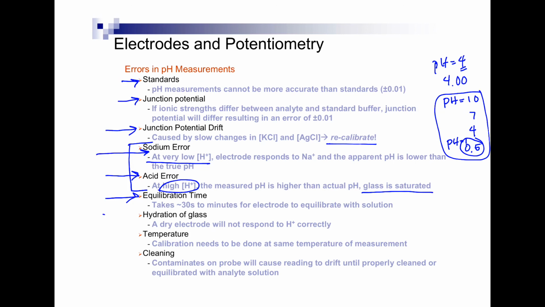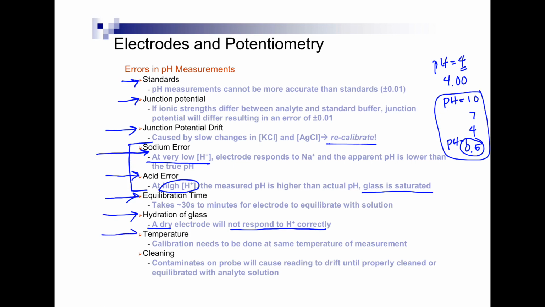Okay, the next one is the hydration of the glass membrane. We usually keep these glass membranes in an aqueous solution, and we do that so that we have that hydrated layer on the outside of the glass membrane. If that's allowed to go dry, any parts that went dry are not going to respond to hydrogen ions correctly after that. And so what happens is there's kind of like hot spots and cold spots on the surface, and it doesn't accurately respond to hydrogen ions, and so we don't get an accurate reading over the entire surface of the glass membrane.